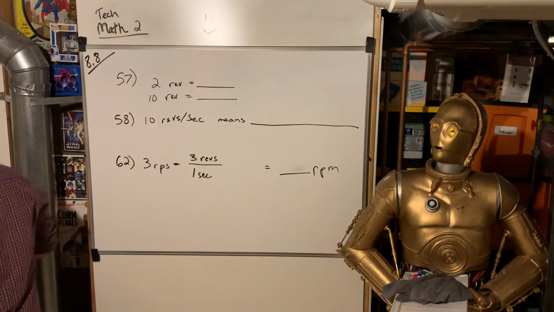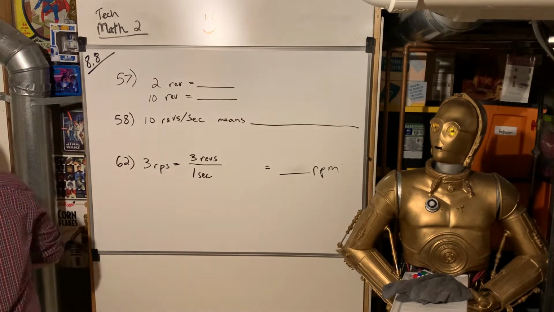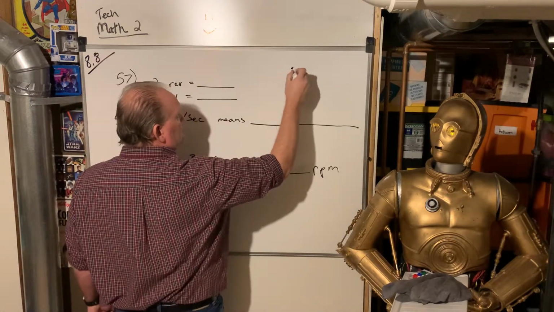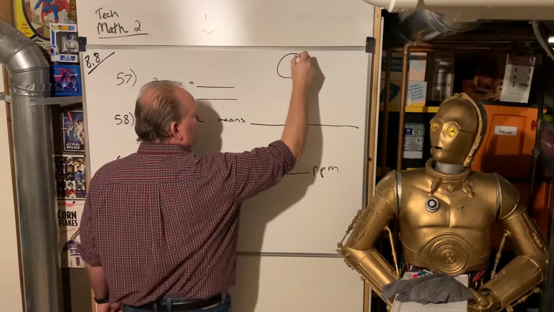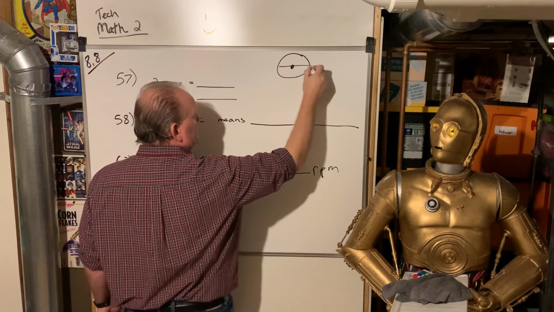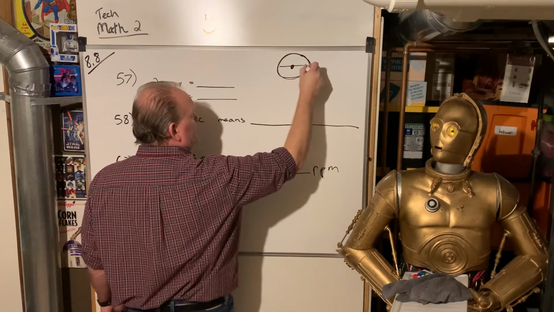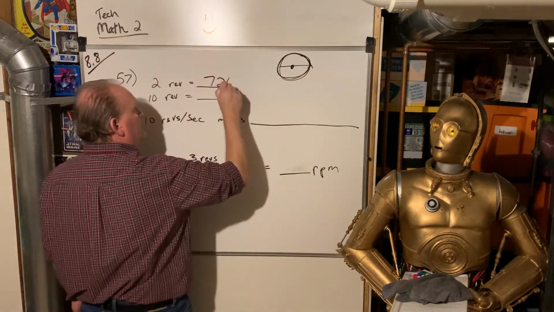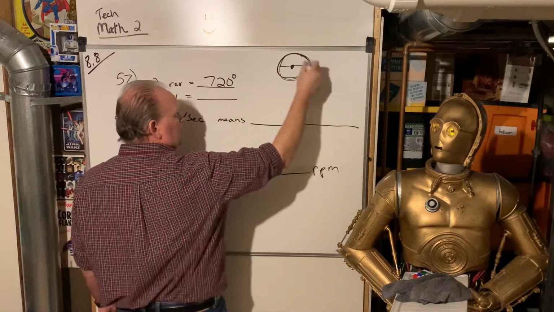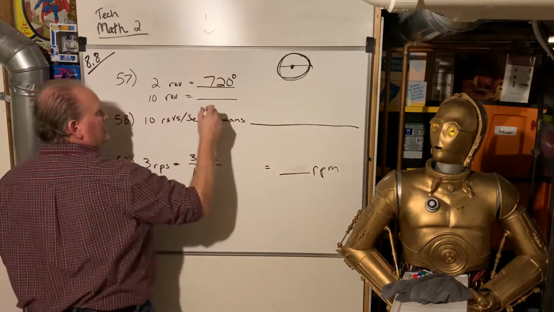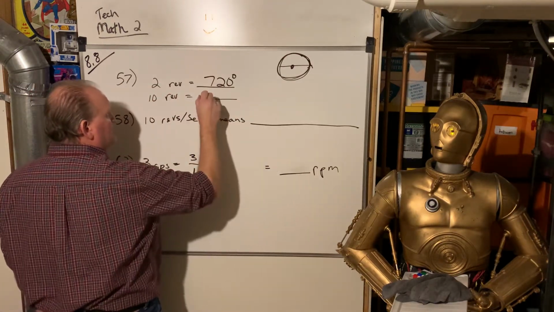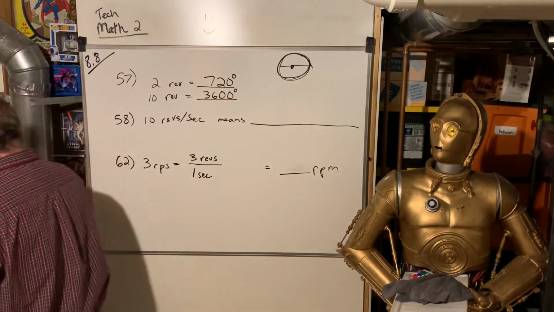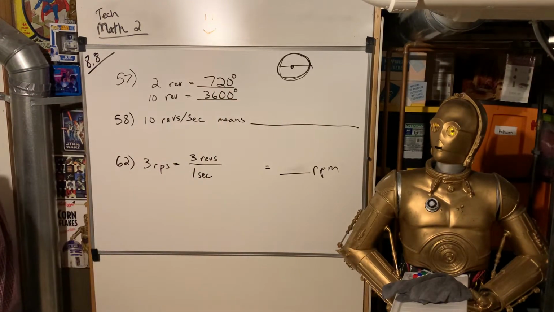2 revolutions, they want to know how many degrees is that. So think of it as going around the circle. If I go around the circle 1 revolution, that's 360, 2 revolutions, 720 degrees. If I did that round and round 10 times, it would be 10 times 360, so 3,600 degrees. All right, easy peasy, easy enough.